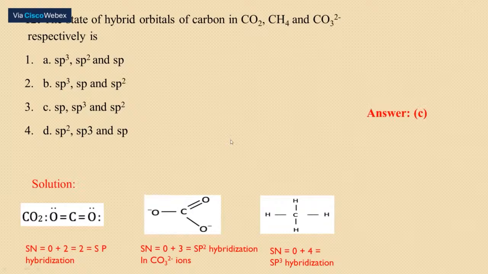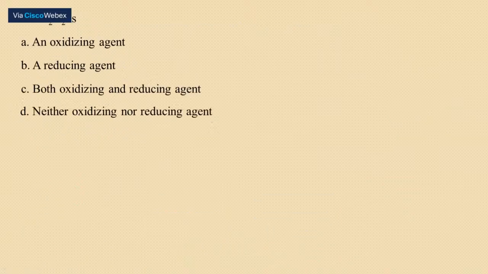The correct answer is C, because methane is present as the second molecule here next to the carbonate. Carbon dioxide is sp, and methane is undergoing sp3 hybridization, whereas our carbonate is having sp2 hybrid orbitals. Okay, the answer is C.